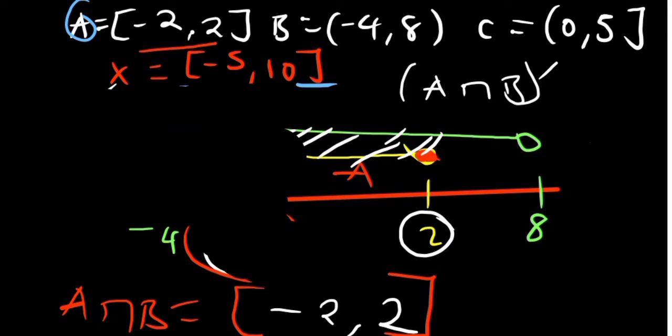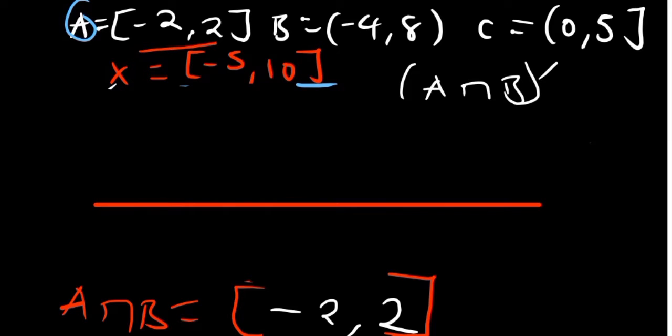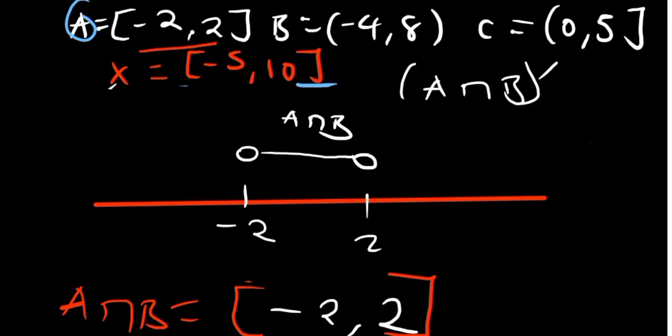So now we have our A intersection B. Let me remove everything else. We've not answered the question because that was just guiding us. What we are saying is our intersection is moving from -2 to 2. So this is our intersection set, A intersection B. Now if they ask you for the complement, what do they mean?